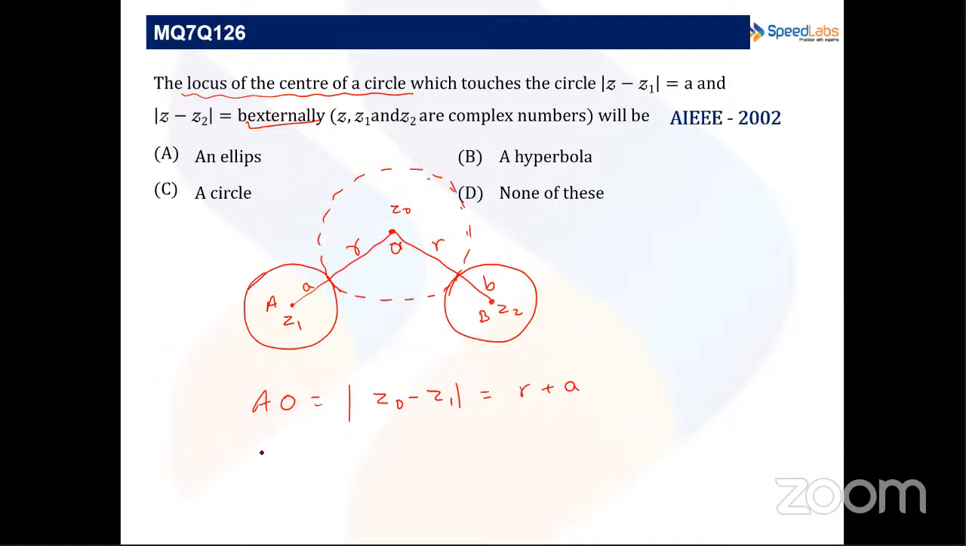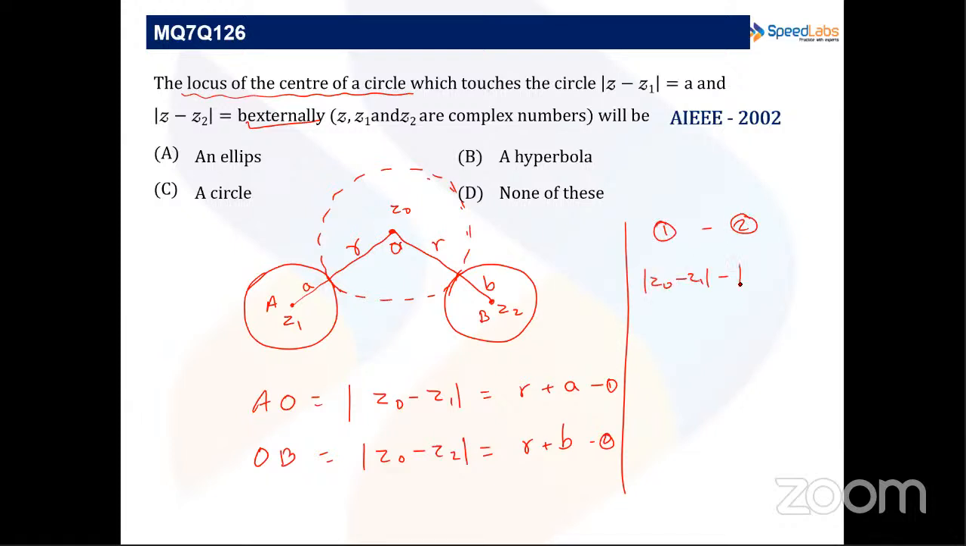And similarly, the value of OB will be mod of Z0 minus Z2. This value will be equal to R plus B. Now here, we have a variable R. We have to eliminate it. So what we can do here is subtract the two equations. So subtracting equation 1 with equation 2, we get mod of Z0 minus Z1 minus mod of Z0 minus Z2 is equal to A minus B.